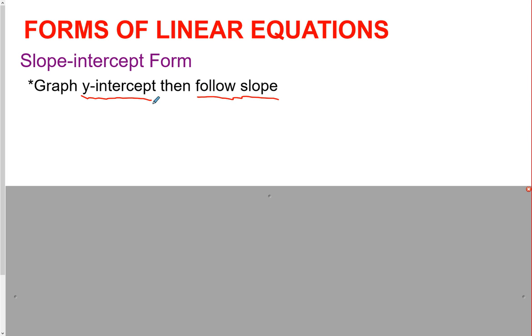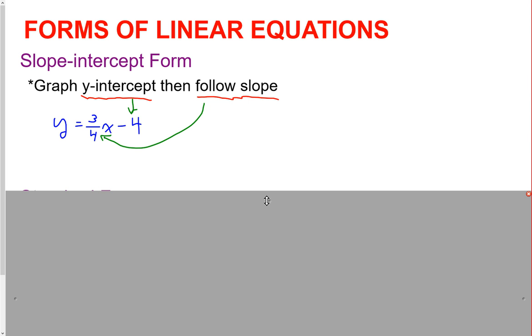So I might have an equation, again, where my previous one was y equals 3/4 x minus 4, right? So I would say, okay, my y-intercept is right here. So I'm going to graph the point minus 4 on my y-axis. So that would be 0, -4 as my point. And then I'm going to follow the slope, which tells me rise 3, run 4. So up 3, over 4, up 3, over 4, up 3, over 4. So that's how I do my graphing if the equation is in slope y-intercept form, where we get the y on one side and everything else on the other side.